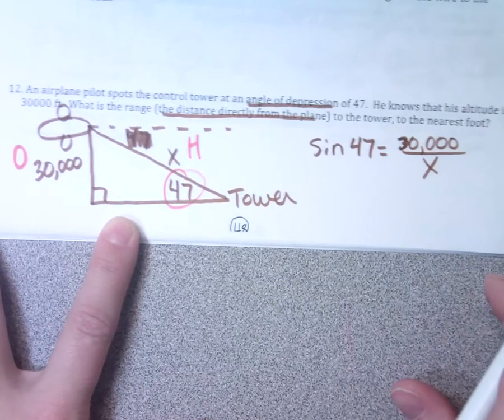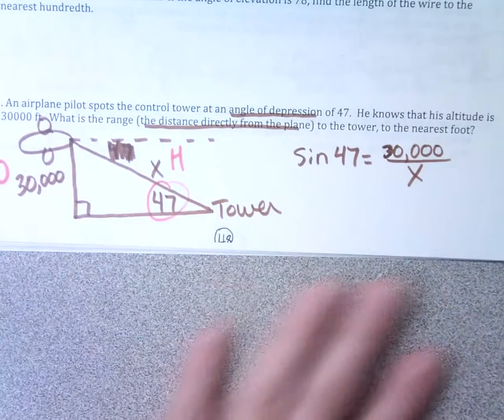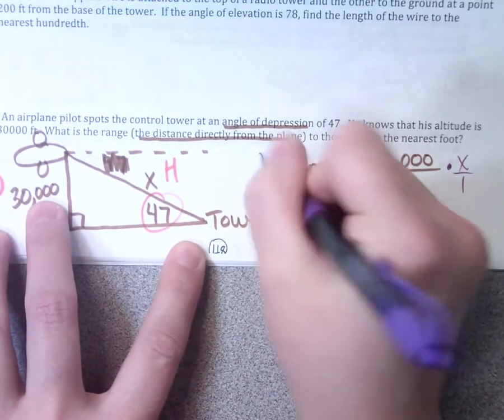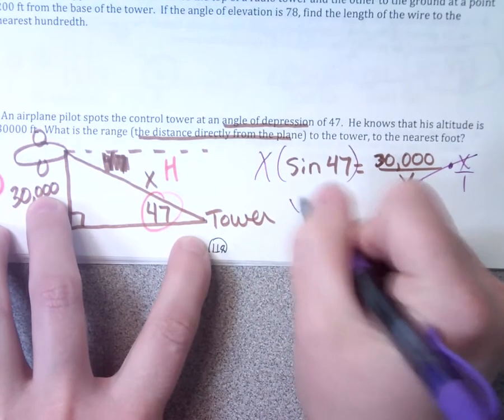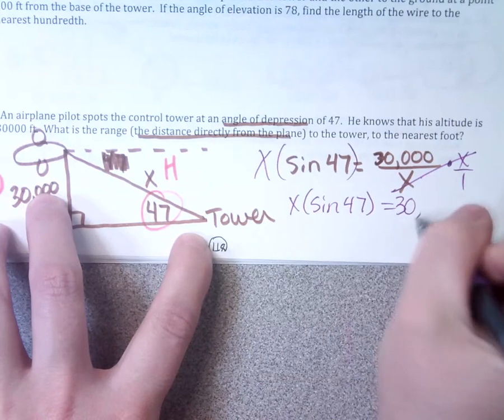And this problem is just like the last one. So how do I get that x up? I multiply both sides by x. And then after I multiply both sides by x, I have x times sine of 47 equaling 30,000. And your last move?